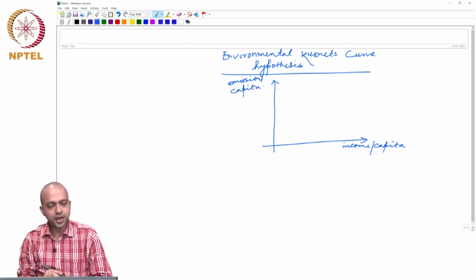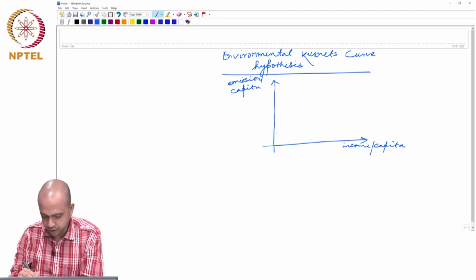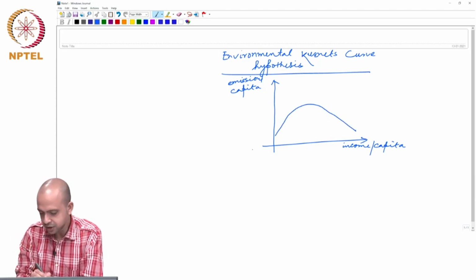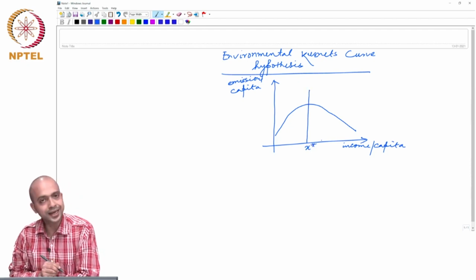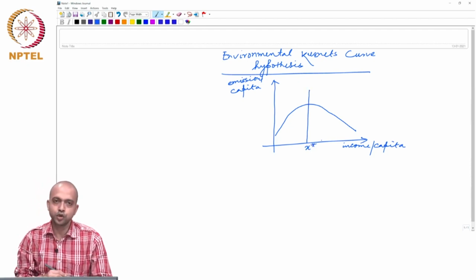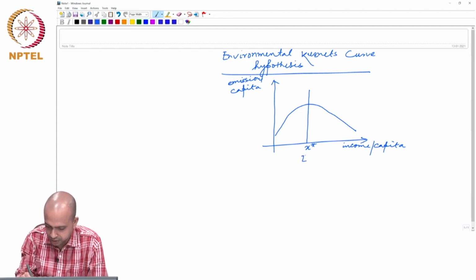then this environmental Kuznets curve hypothesis postulates that there is some kind of inverted U-shape relationship between these two. That means, at the initial phases of growth, emission per capita will increase, and once the economy achieves a certain per capita level of income, let us say X star, then pollution per capita automatically comes down. That means environmental quality starts improving. So, this is basically the EKC relationship.